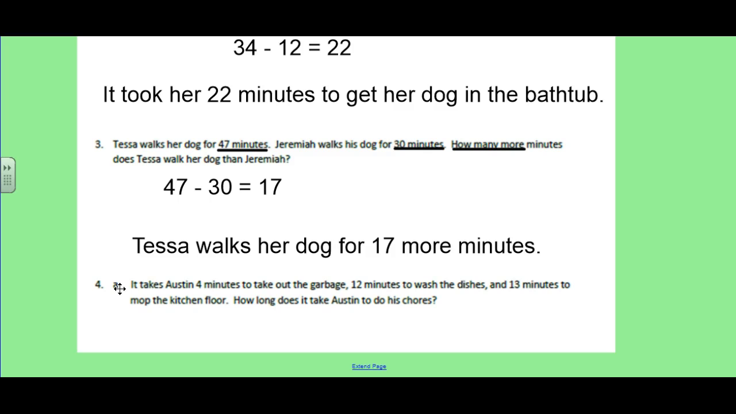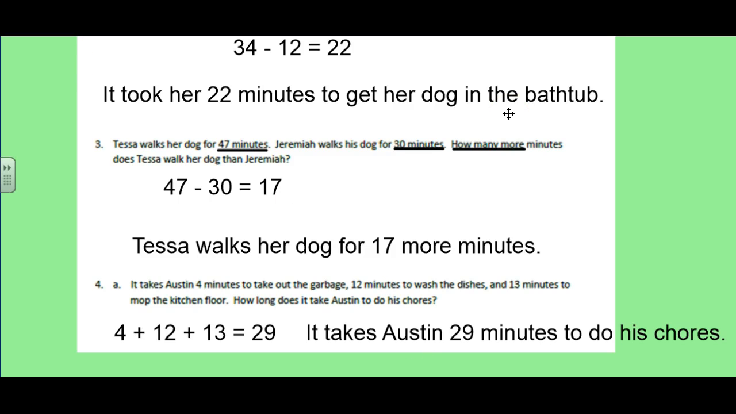So how long does it take him to do all his chores? So this one's pretty simple. You just take everything that he did and how long it took him to do that and add all that together. So go ahead and add those all together to figure out how long it took him to do his chores. Answer that in a sentence and then push play when you're ready to check it, and we'll move on to the next part of this question.